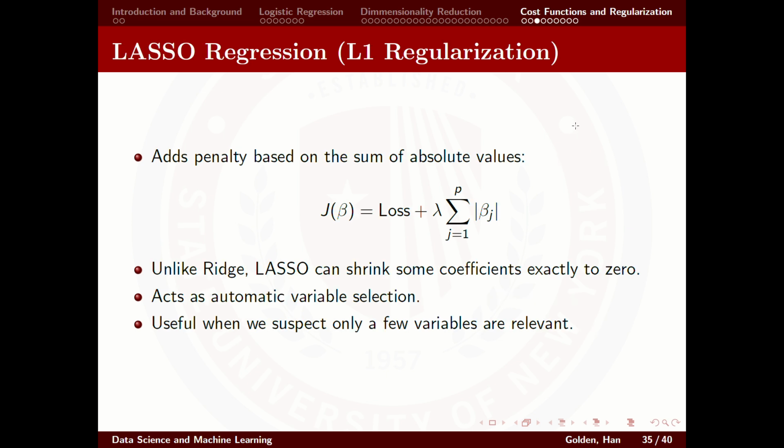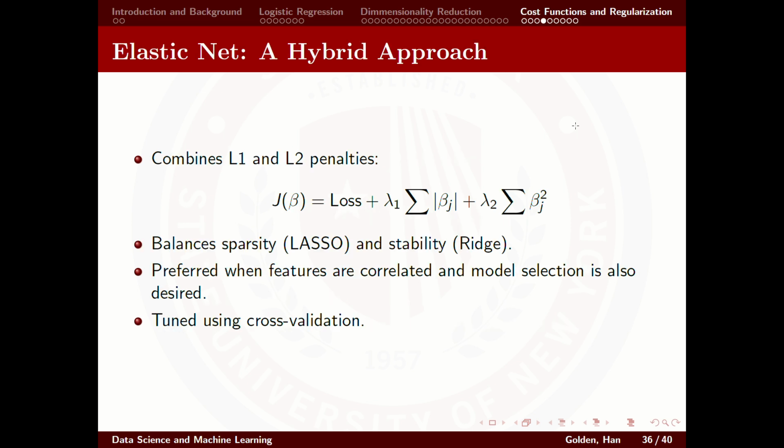Lasso adds a penalty based on the sum of absolute values. Unlike ridge, lasso can shrink some coefficients to exactly 0. It acts as an automatic variable selection technique, and it's usually used when we believe only a few variables are relevant.